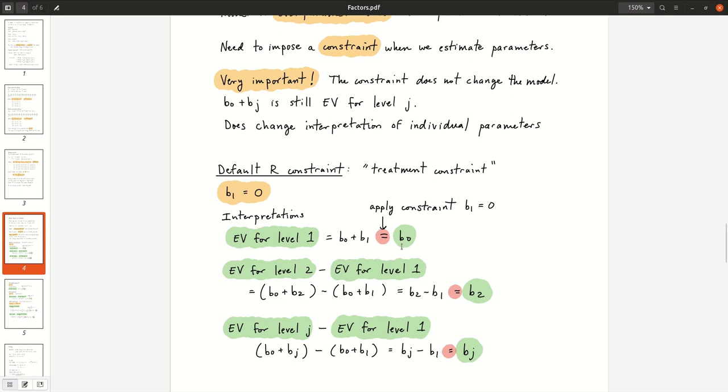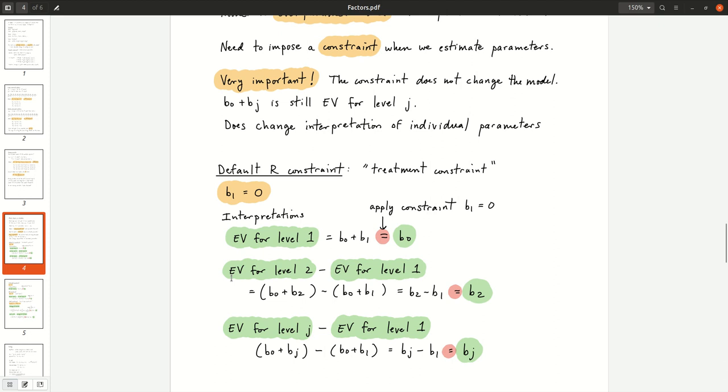So what this means is I can interpret B0 as the expected value for level 1, or the base level, under the default R constraint that B1 equals 0. Okay, let's make this slightly more complicated. So that's B0. Now we've got to get interpretations for B2, B3, up to B capital J. So let's just look at B2. How do we isolate it?